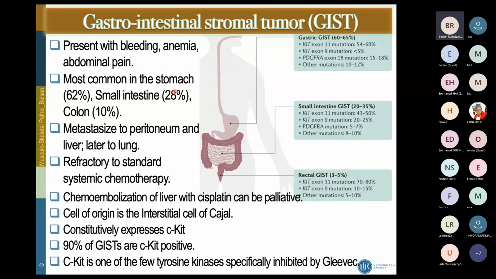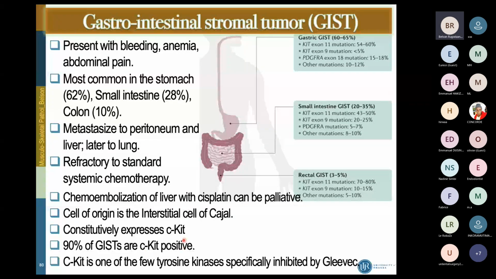So the most common site is the stomach, others are the small bowel and then colon. They spread to peritoneum, liver, and the lungs. Refractory to standard systemic chemotherapy. So ikindi kibamo rero muri izi hafi ya zose 90% zigira mutation muri gene yitwa c-kit tunayita CD117. So zigira iyi mutation.